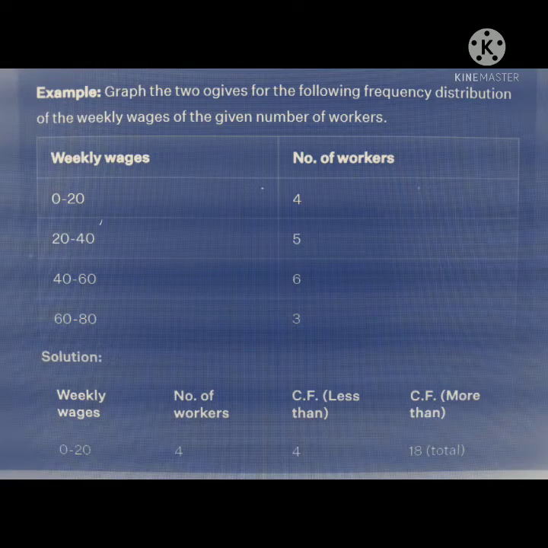So please be guided. We are going to graph the two ogives for the following frequency distribution of the weekly wages of the given number of workers. This is the data that we are going to apply in a graph in our cumulative frequency lesser than and greater than.